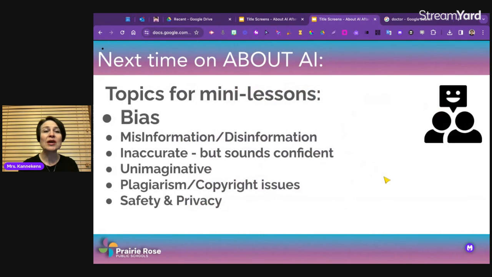All right, so there are lots of different things we're going to talk about with AI coming up that as students you need to be aware of when you are using AI tools. Today we did bias. Come back as we look at misinformation, inaccuracies. We'll look at how AI is unimaginative. We'll look at some plagiarism and copyright issues and safety and privacy, next times on About AI.